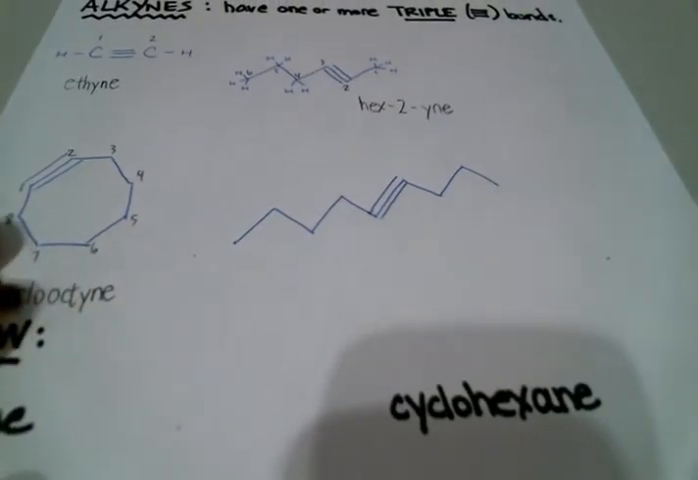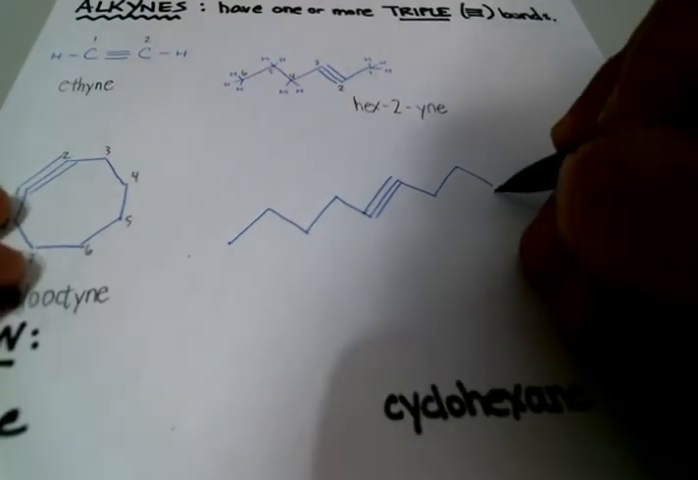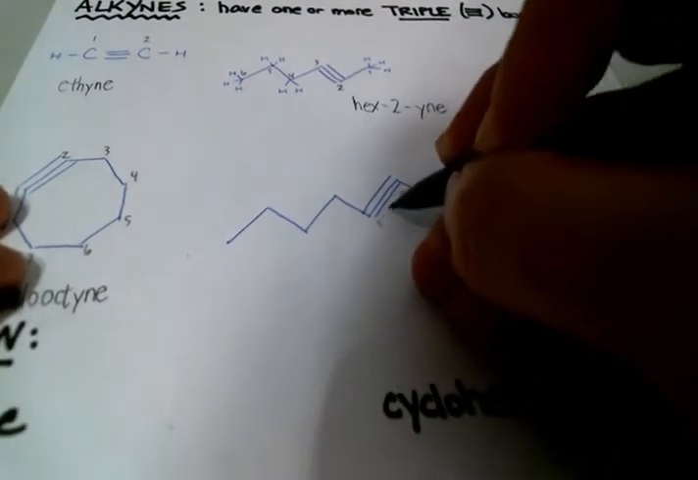Last one, I don't know why I did this twice, but same deal. Because this triple bond is closer to the right side of the molecule, again, we're going to have to name from the right side instead of the left side.